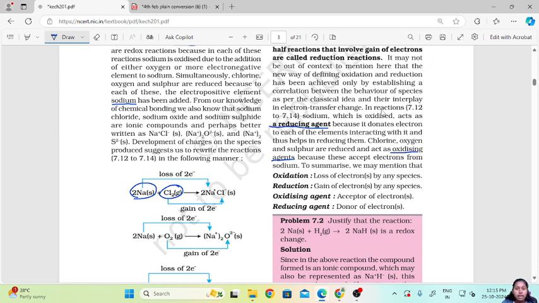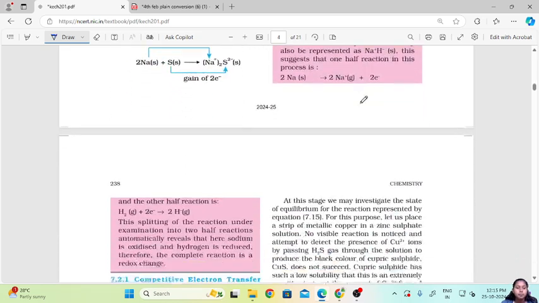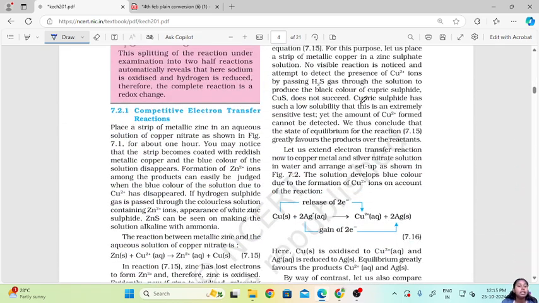Now to summarize, oxidation is loss of electrons by any species. Reduction is gain of electrons by any species. Now, what are oxidizing and reducing agents? Oxidizing agents are acceptors of electrons. Reducing agents are donors of electrons.